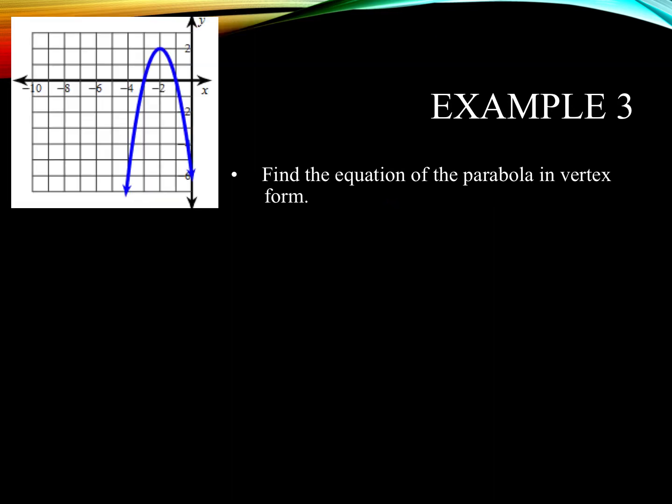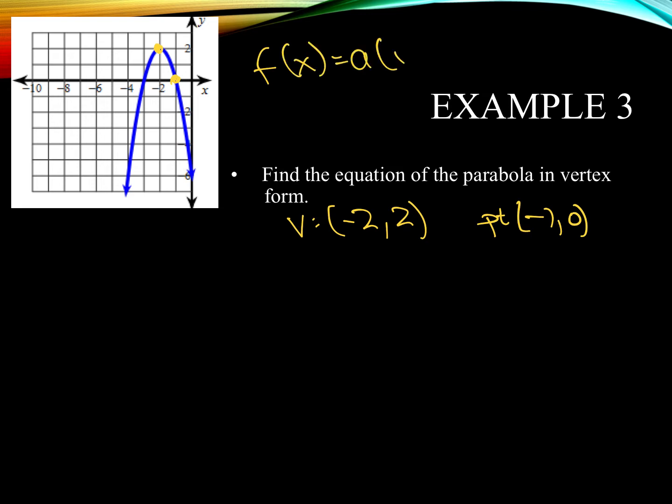Example 3 says find the equation of the parabola in vertex form. Again, I'm going to find my vertex. So I can see here that my vertex is located at negative 2, positive 2. And I'll just list my point out right now. If I pick the point here, it looks like I'm at negative 1 and 0. My vertex form is f of x equals a times x minus h, the quantity squared, plus k.